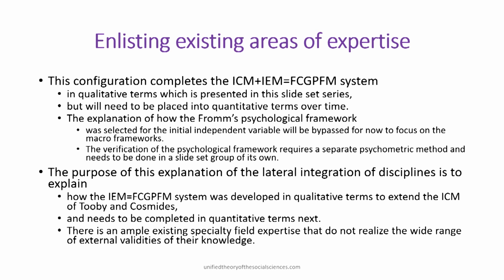The explanation of how Fromm's psychological framework is selected for the initial independent variable will be bypassed for now to focus on the macro frameworks. The verification of the psychological framework requires a separate psychometric method and needs to be done in a separate slide group of its own. The purpose of this explanation of the lateral integration of disciplines is to explain how the IEM equals 4-category geopolitical form model was developed in qualitative terms that extended the ICM of Tooby and Cosmides and needs to be completed in quantitative terms over time.